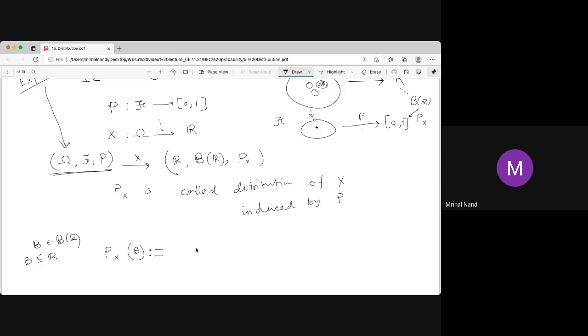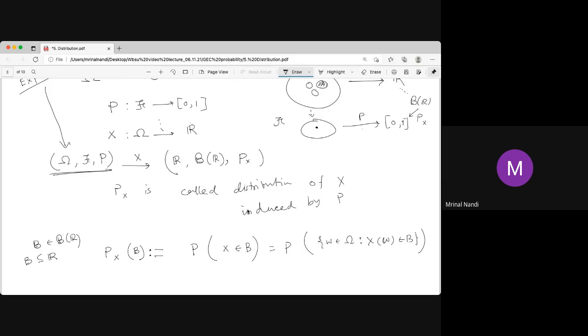So by definition, this is the probability of X belongs to B. If you write it more precisely, this is the set of all omega belonging to omega, which is actually an event by definition of a random experiment, such that X of omega belongs to B. So we want to find this probability.